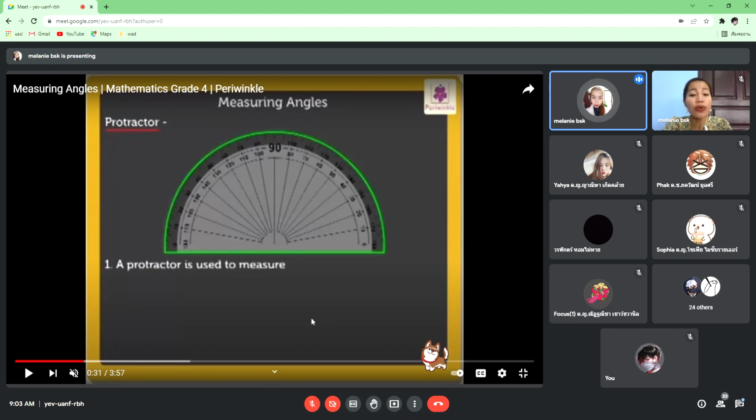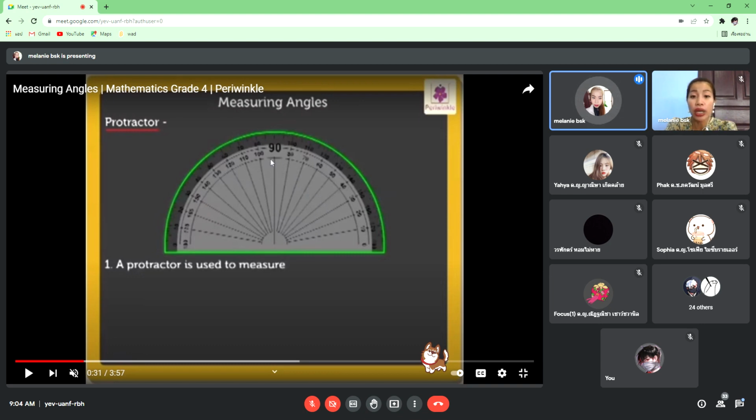Okay, so in measuring angles, we're just going to have a little bit of review. In measuring an angle, we're going to use a protractor. So this is what the protractor looks like. In your protractor, it has a vertex in here. So we have a vertex or a line. Some protractors don't have lines like this, but others have, okay, children?